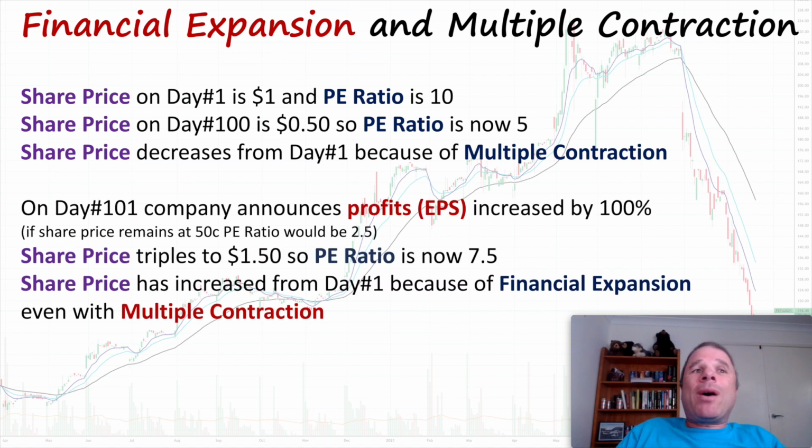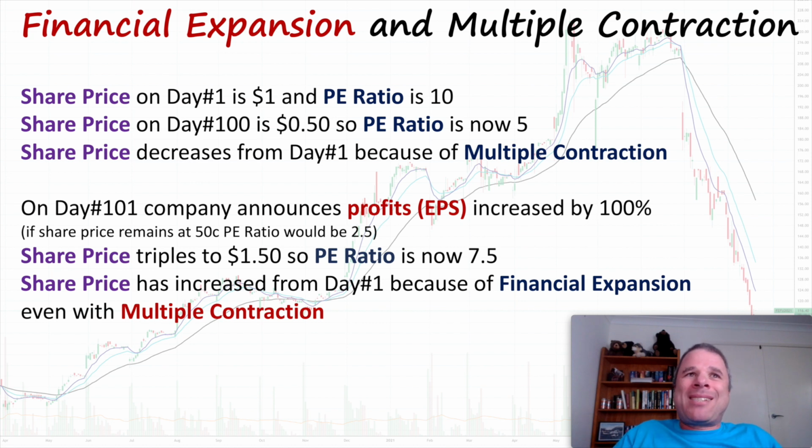Now then on day 101, the company announces that the profits or the earnings per share have increased by 100%. The market is shocked by this announcement. But if the share price remains at 50 cents, the P/E ratio would actually be about 2.5, or maybe a little bit less than that. But because this announcement shocks the market, the share price actually triples to $1.50. So the P/E ratio is now 7.5.